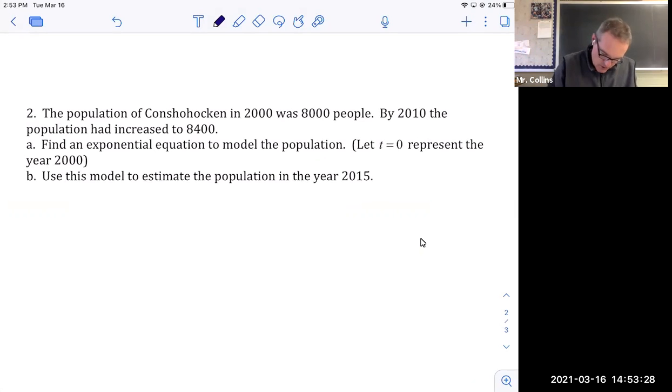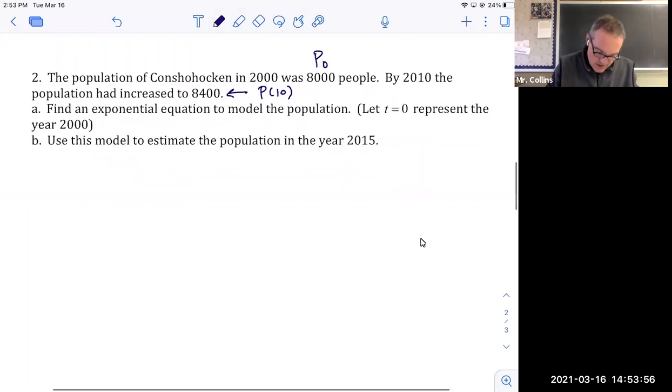So this 2000, that's my initial population. Again, sub-zero indicates time zero or initially. That's what my 8,000 is. Here, that's P sub zero. And 10 years later, I get 8,400. That's P of 10. So I want to find an exponential model.